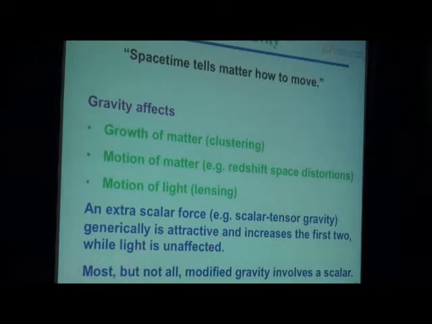Most theories of modified gravity, not all of them, will basically add an extra scalar degree of freedom. And so generically, you might then say, okay, we should basically increase these and not affect the lensing. And this now allows us to sort of categorize different theories of gravity by asking, is that true? Is it the scalar extra force that's causing the modification of gravity?